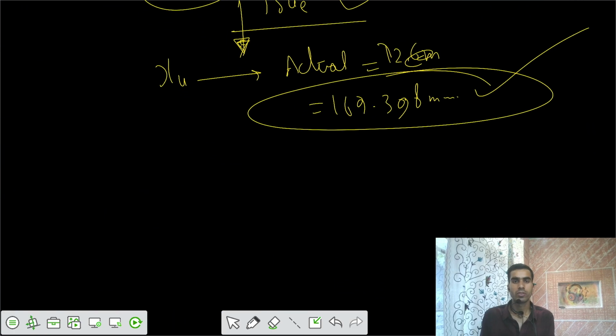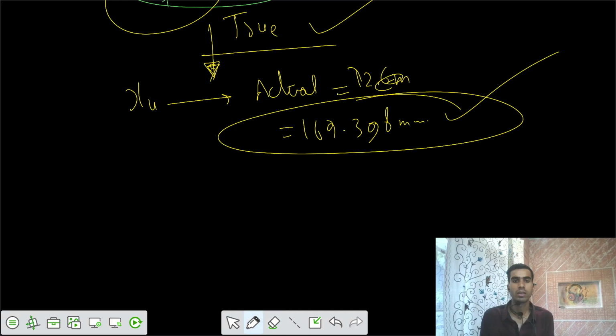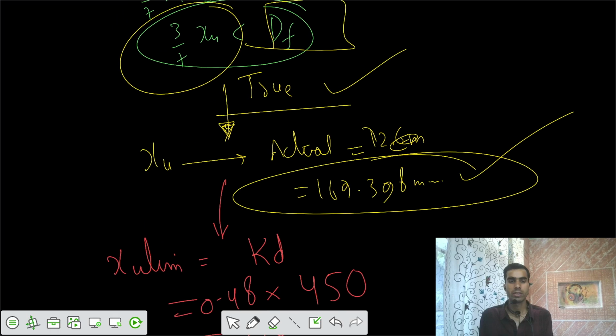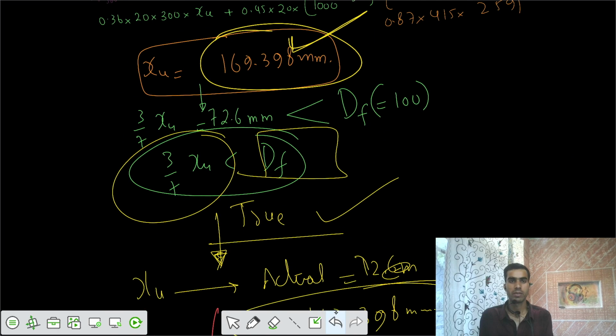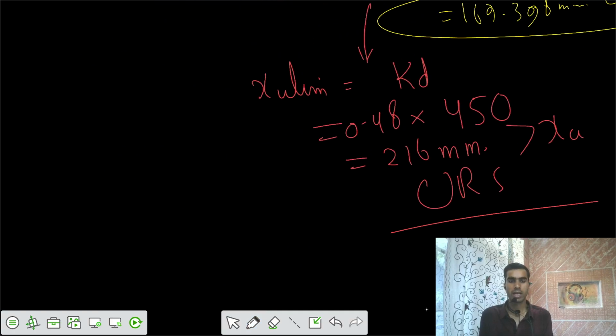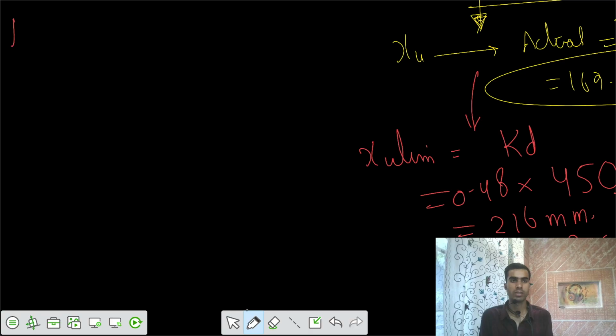Now once we got the value of XU and it is true, we need to proceed further. Now we need to compare with XU limiting, which equals K times D, equals 0.48 times 450, that is 216 millimeters. Comparing these two values, the limiting value is more than XU actual. So it is an under reinforced section.